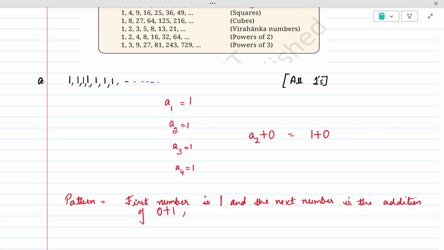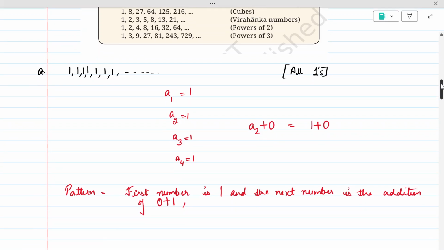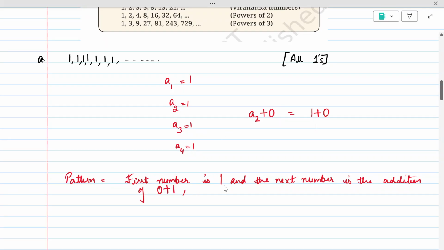Similarly, at the fourth position, I am adding 0 to the previous number. Means I am adding 0 to A3, which was 1. So I am getting A4 as 1 again. So I hope this is clear that in this sequence, the first number is 1 and the next number is obtained by adding 0 to the previous number. So the next number is 0 plus 1, which is 1, and so on. We are adding 0 to every previous number and we are getting 1 only. So this is the sequence of 1.